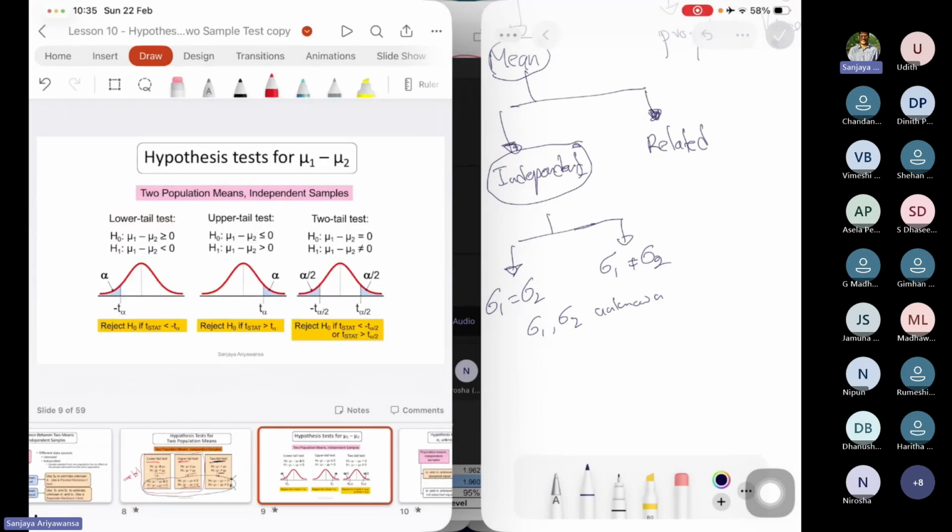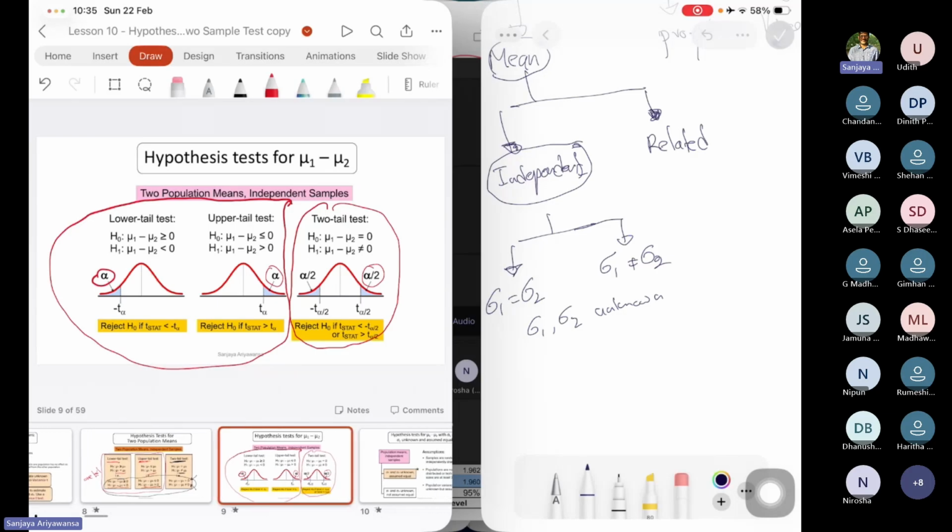And how does it look visually? Remember, in a two-tail test, you're looking at alpha divided by 2. In a one-tail test, whether it's upper tail or lower tail, you're looking at alpha. That is very important to keep in mind. Now, we are using the t-test statistic. Why? Because in both these cases, sigma 1 and sigma 2 are unknown. If they're unknown, we use the t statistic, or the t distribution.